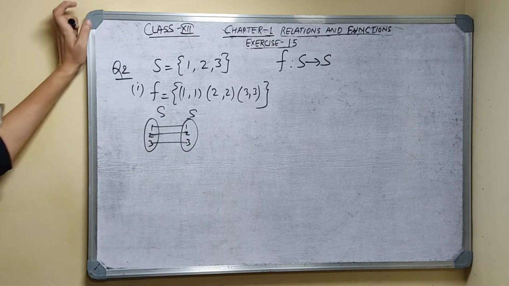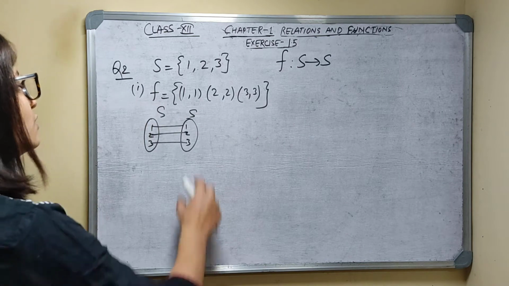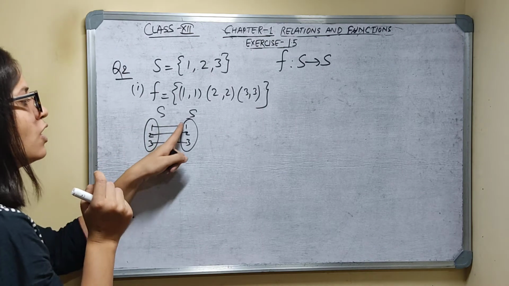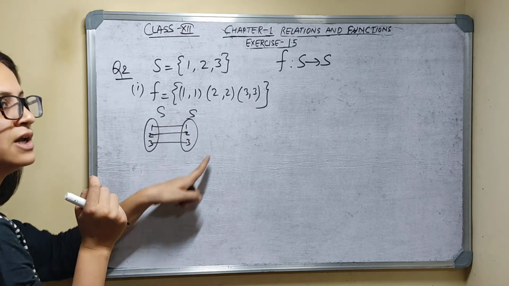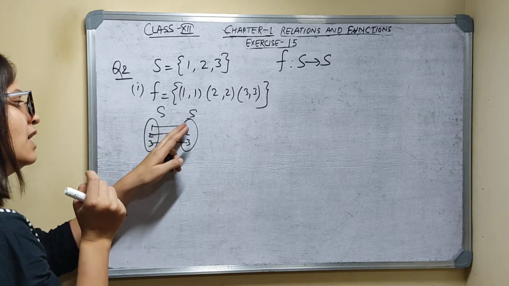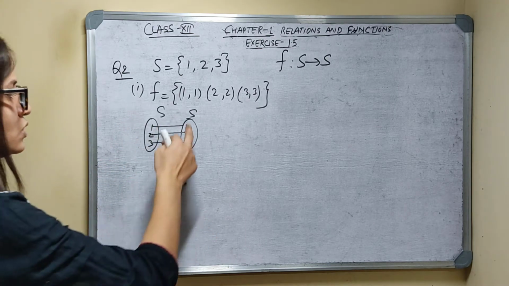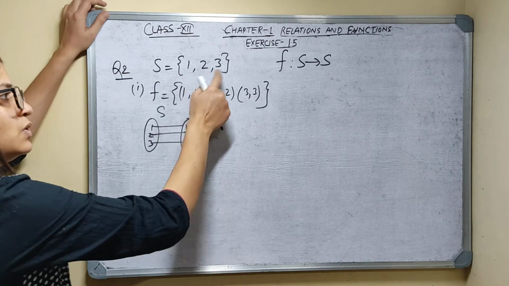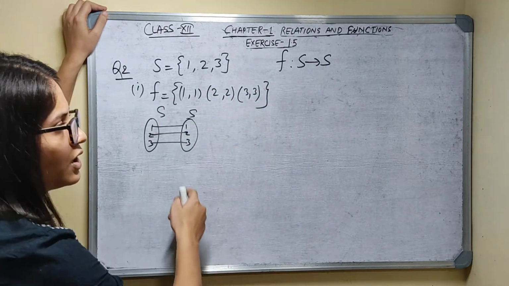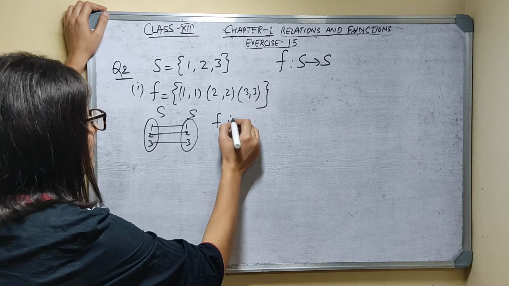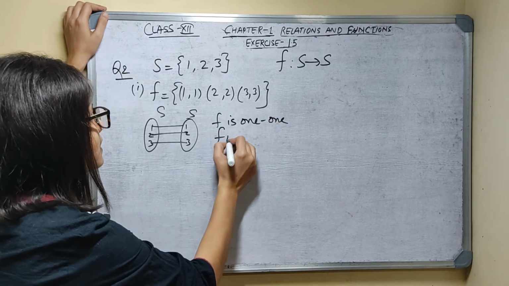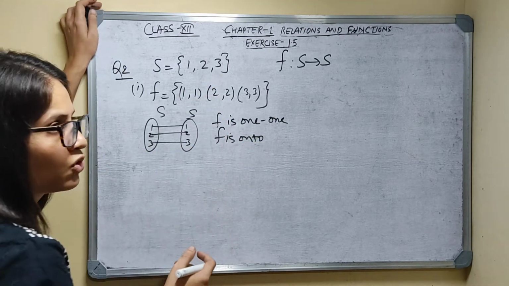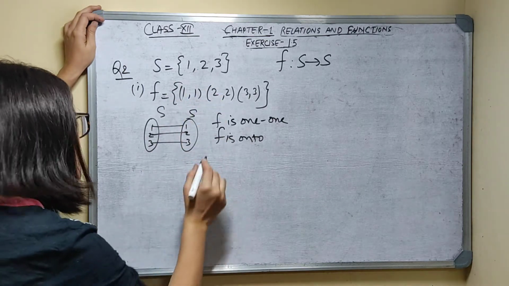So I can say this function is one-one. And this function is onto also because all elements have a pre-image in X, or all elements are used, or all elements are the image of some element of X. So I can say here range is 1, 2, 3, and codomain is also 1, 2, 3. That is S only. So I can say this function is one-one also, and f is onto also because codomain is equal to range. So this is onto, so both.